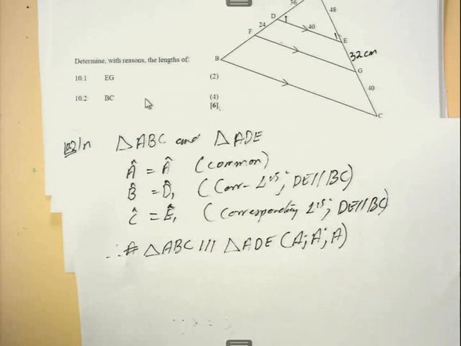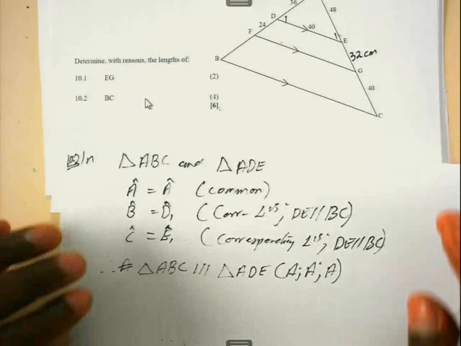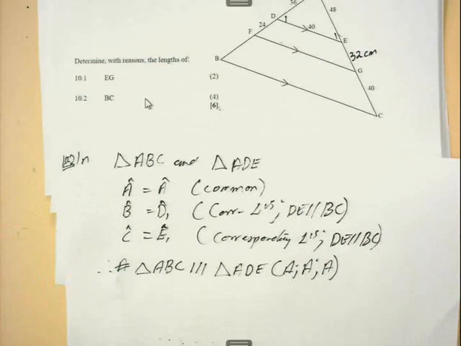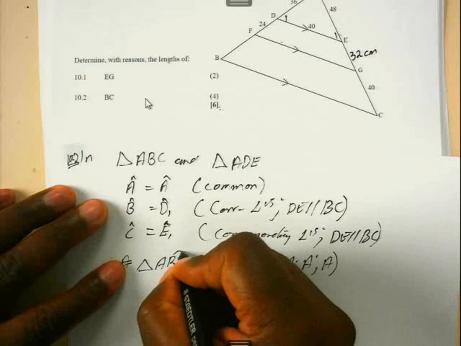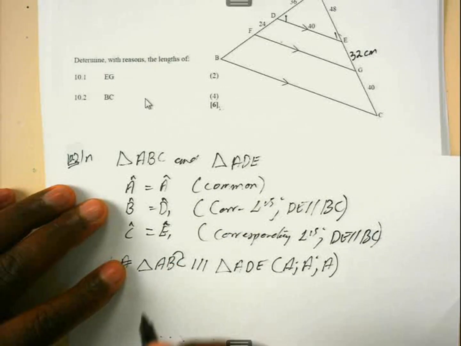So if two triangles are equiangular, it means their corresponding sides are proportional. This is strictly grade 12 swag. Let's check. Try to choose the sides that you know or the side that you want. Check BC here. We want this side BC. This is the side we are looking for, BC.